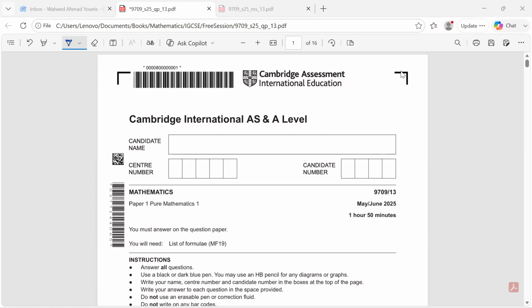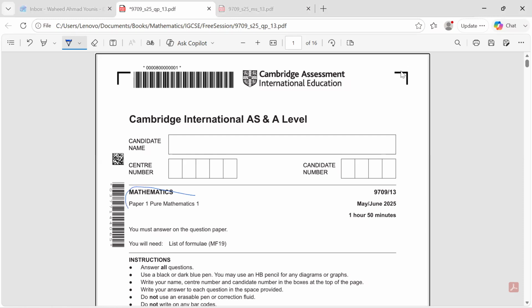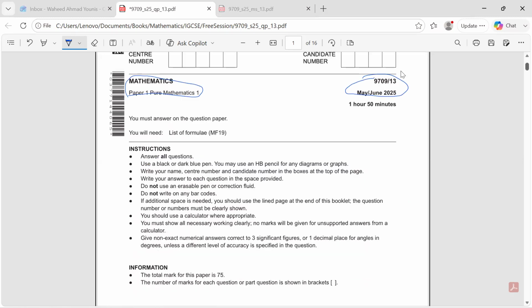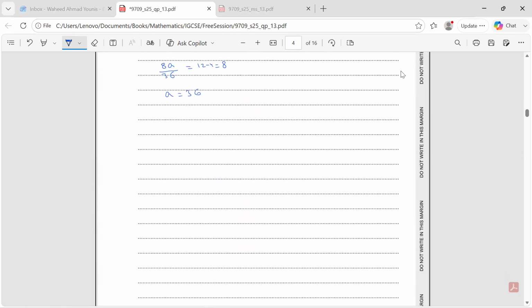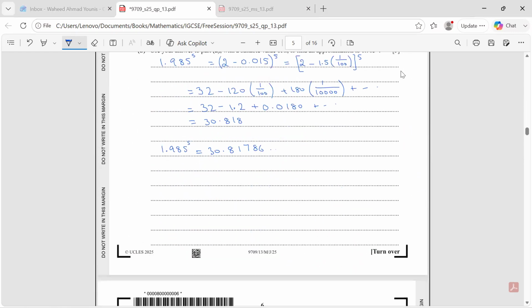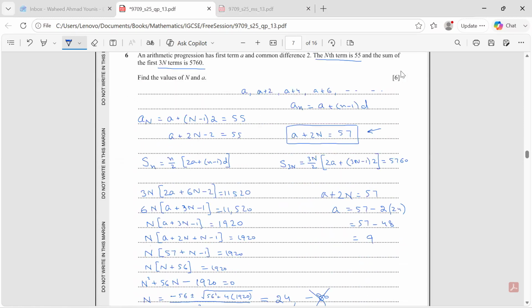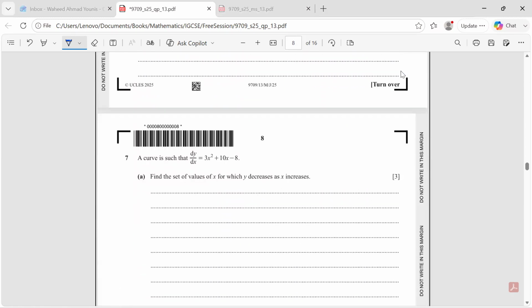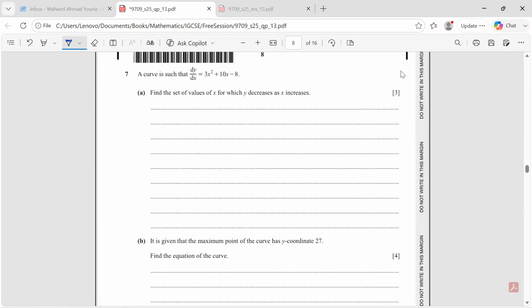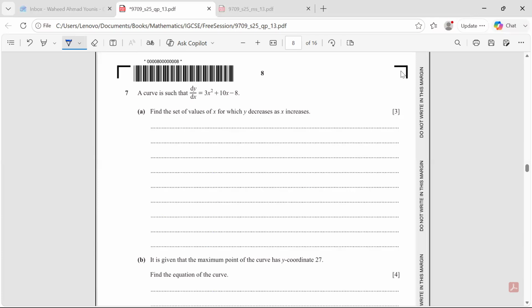We have been solving this past question paper. Right now I have this Mathematics paper one, Pure Math one, May June 2025. We have already solved some questions in this paper. So let me go to question number 7. Yes, we have done the first 6 questions in previous videos.